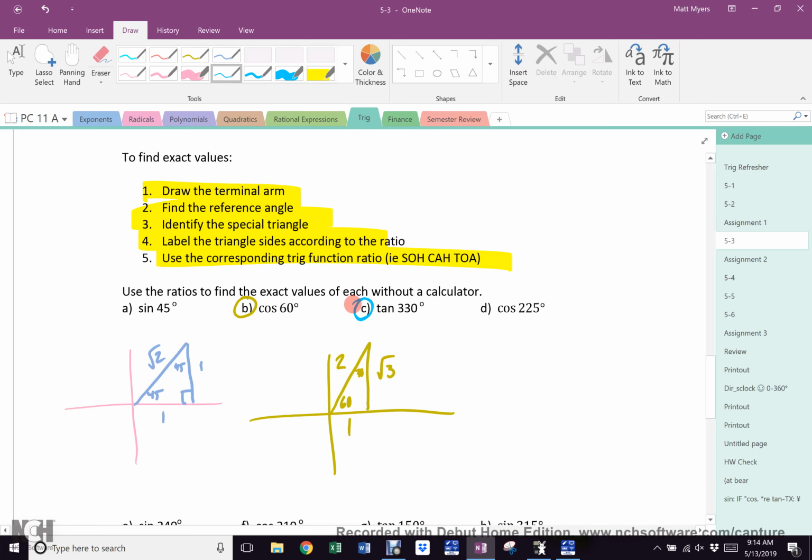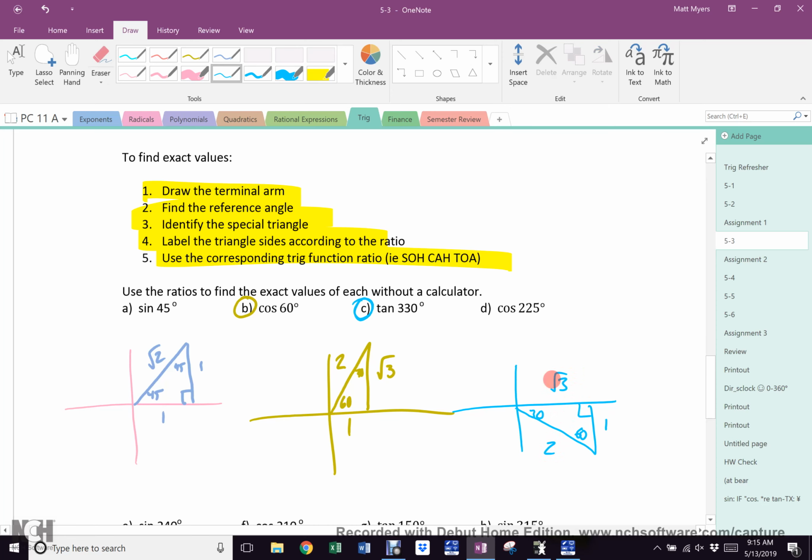Let's do this one in light blue. Where's 330? Down here, yes? This is the 30, isn't it? Which means this is what? 60. What's across from 30? 1. What's across from 60? Root 2. What's across from 90? I lie. Sorry. Root 3. What's across from 90? 2.